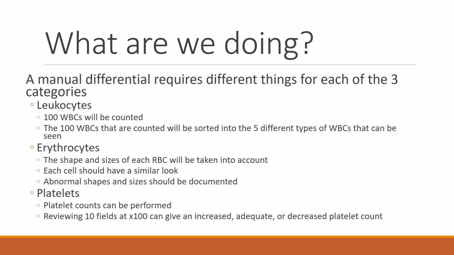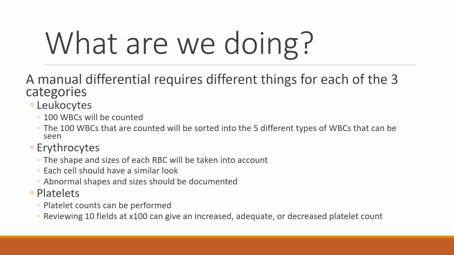So when we're doing a manual differential, there are certain things that we are trying to categorize. When we're looking at leukocytes, we are counting 100 WBCs. When we count 100 WBCs, we're going to differentiate those 100 leukocytes into the different categories that we went over, whether they be neutrophils, eosinophils, monocytes, etc. And we're going to use that to get a percentage, an idea of how much of each individual cell is predominating inside the peripheral blood when it comes to leukocytes.